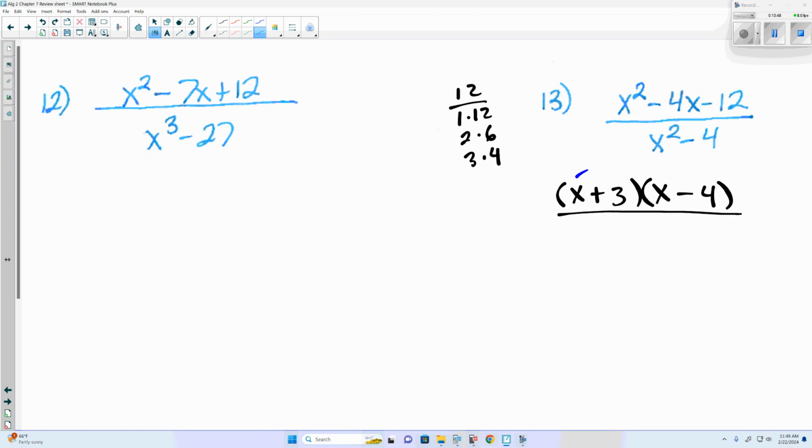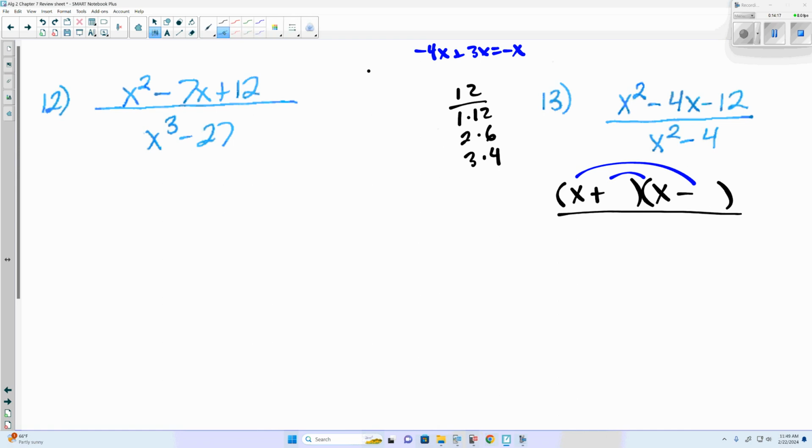And we can check this here. X times negative 4 would be negative 4x. 3 times x would be plus 3x, giving us negative x. Is that the middle term we wanted? No. We can switch the 3 and 4, but all that would do is turn it from negative x to positive x. So what do we want to try next?